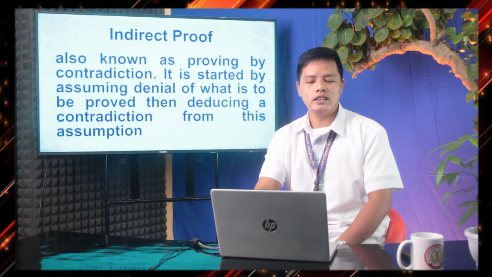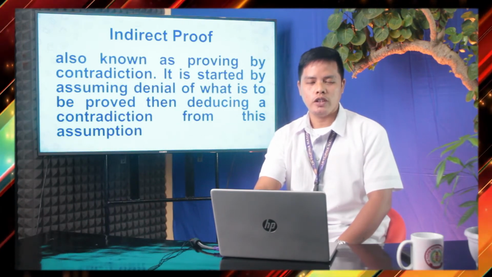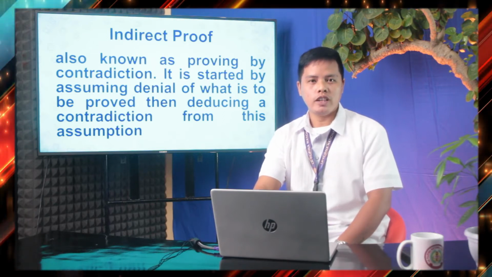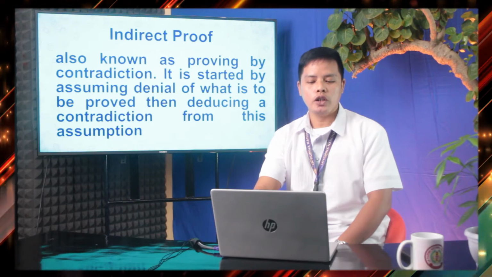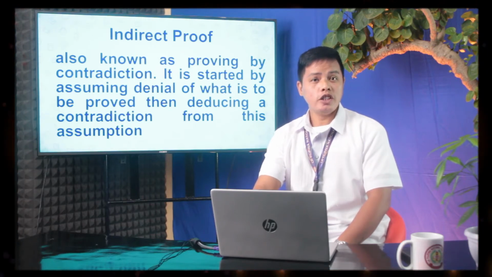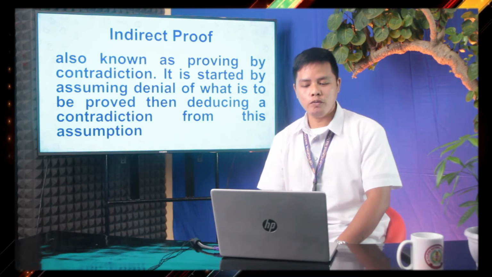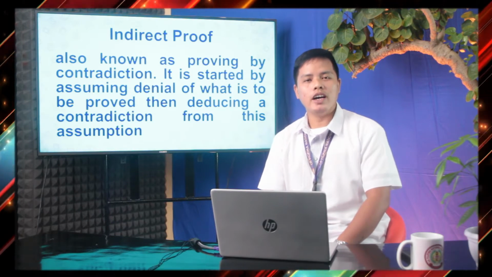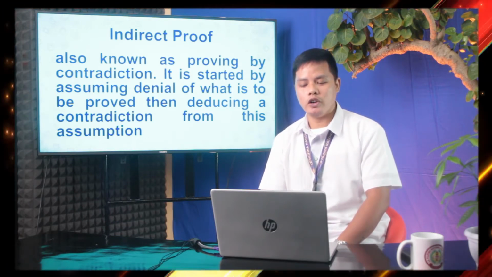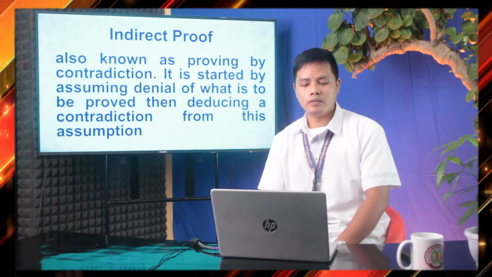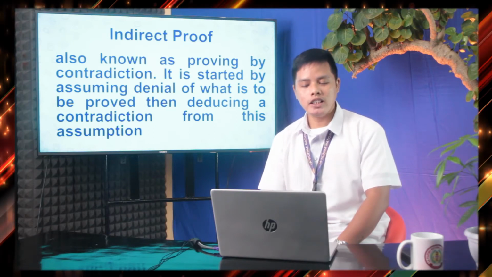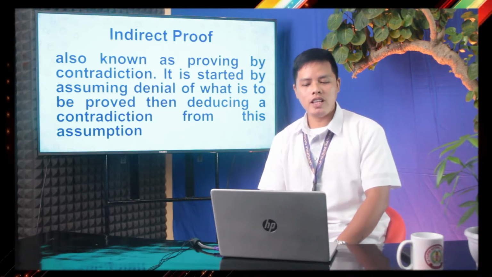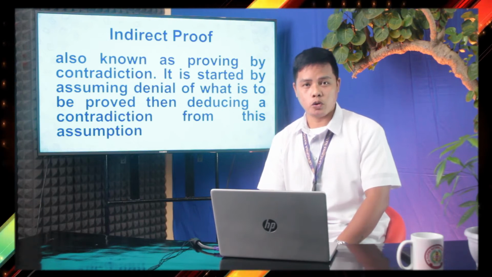It is also known as proving by contradiction. It is started by assuming a denial of what is to be proved, then deducing a contradiction from this assumption. It uses a contradiction towards the proved statement as an assumption. Kumbaga, para siyang isang halimbawa ng triangle is a three-sided polygon. Sa indirect proof naman, it becomes triangle is not a three-sided polygon. You are negating the given problem, pero at the end, papatunayan mo that this is true.